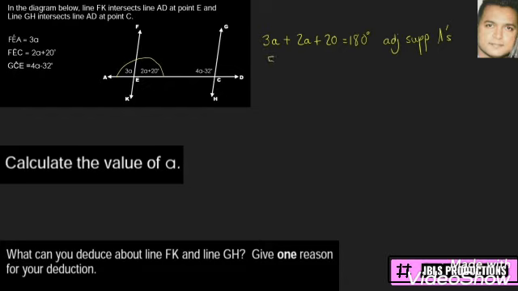So we have 5A is equal to 180 degrees minus 20. So 5A is equal to 160. I divide both sides by 5, and the A value will be 32 degrees.